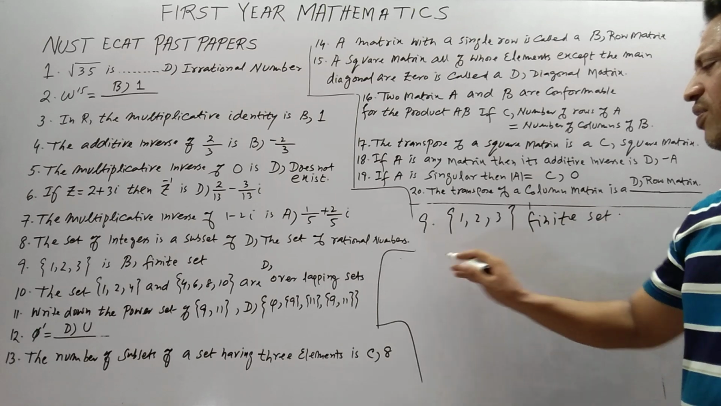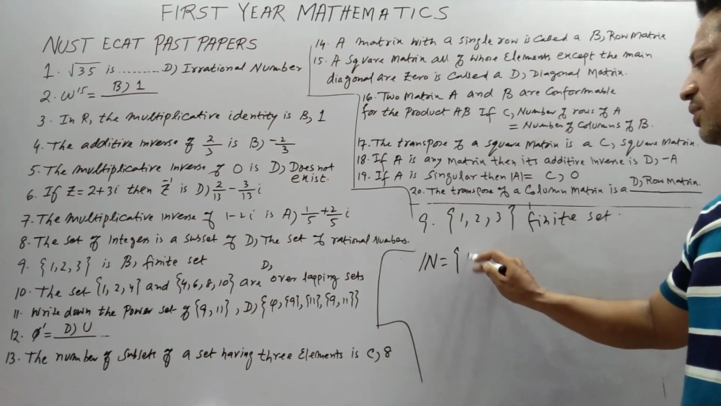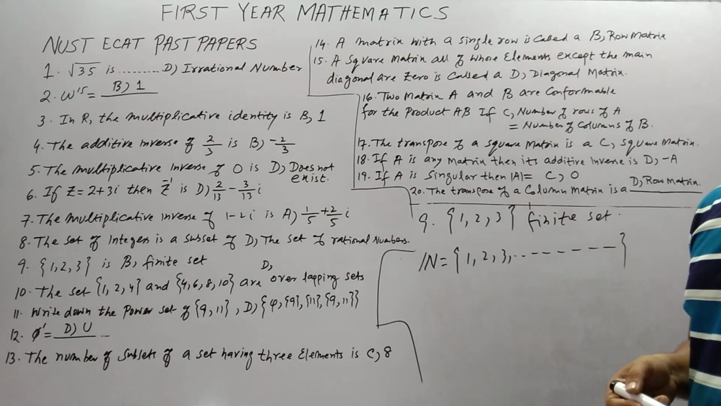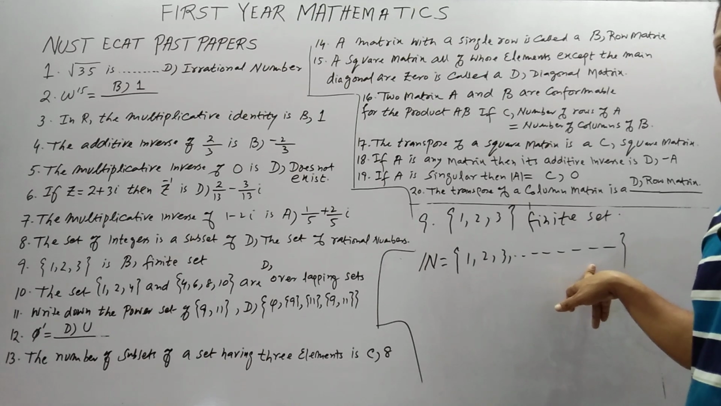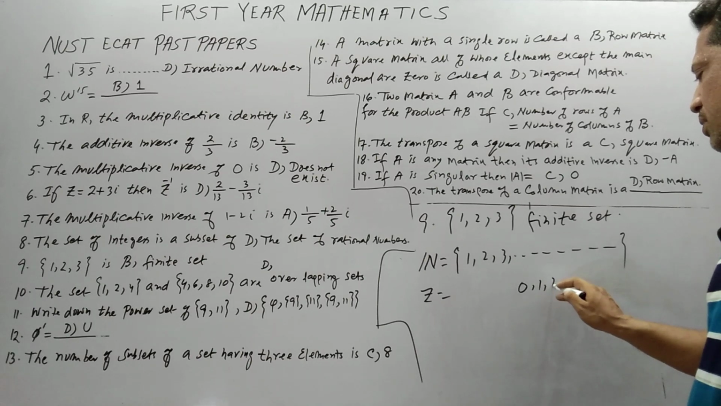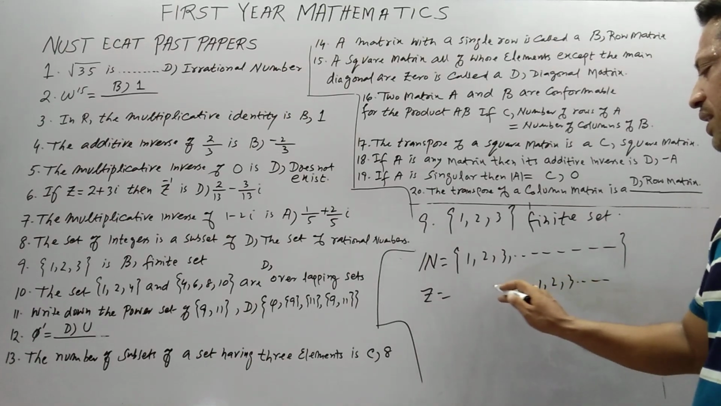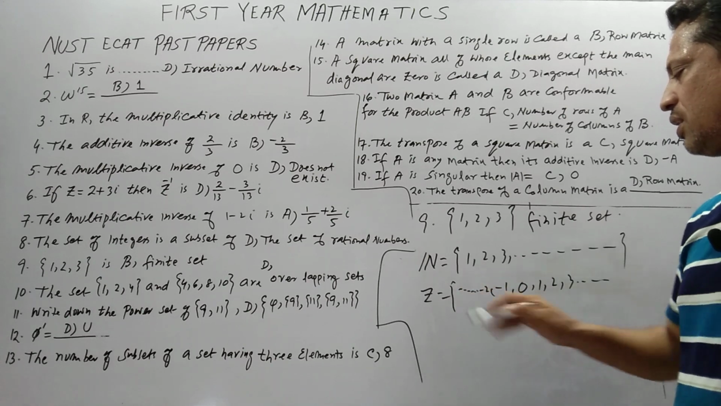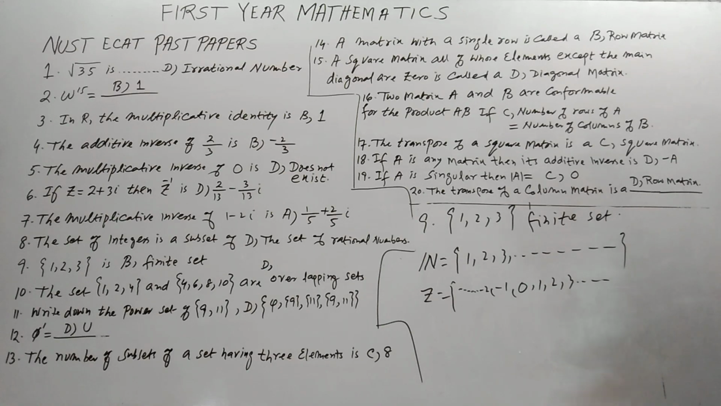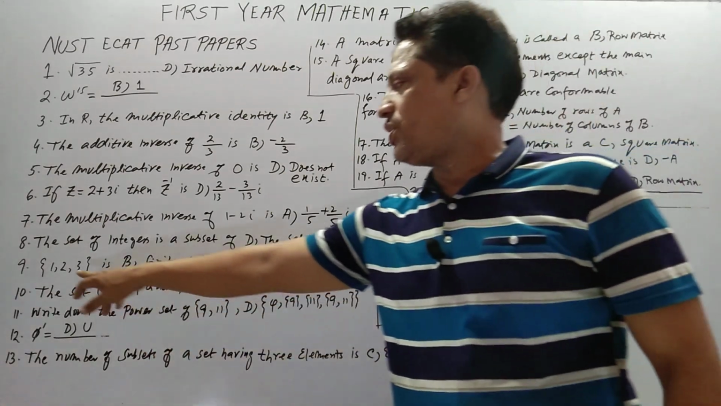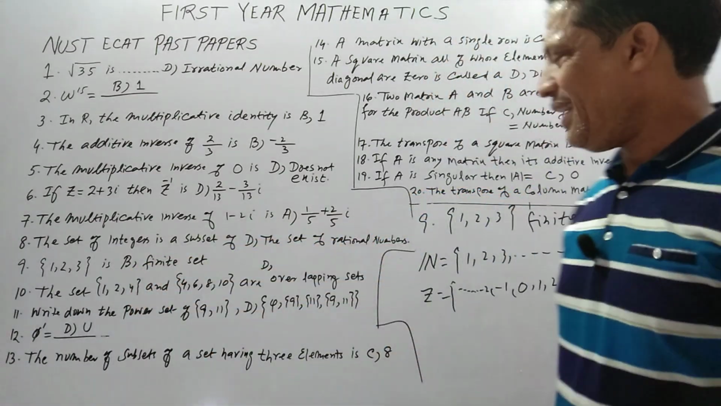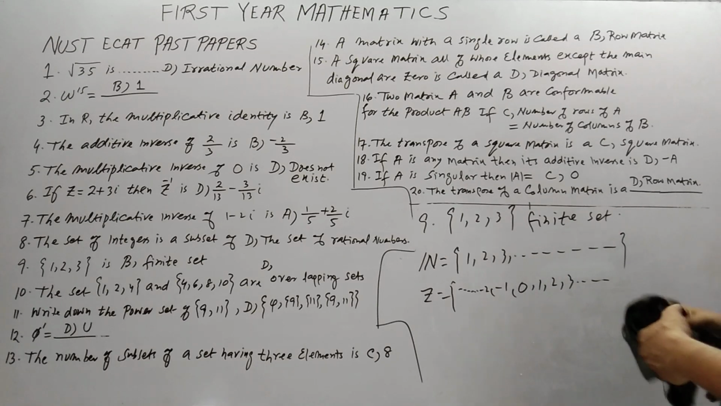For example, the set of natural numbers is 1, 2, 3 and so on. So this is an infinite set because we don't know the end of the set. For example, the set of integers 0, 1, 2, 3, and so on, minus 1, minus 2, and so on. So if we don't know the ending and starting, therefore this is also an infinite set. So the correct option of question number 9 is B. Option B. Answer is finite set. Okay, this is question number 9.